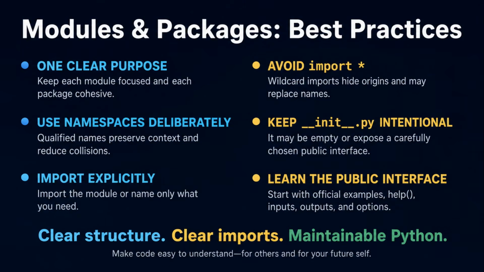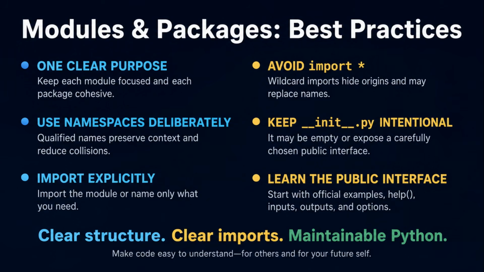A few best practices will keep modules and packages understandable as our projects grow. First, give each module one clear purpose, and keep every package focused on a cohesive area of responsibility. Code that mixes unrelated jobs becomes harder to test, reuse, and maintain. Use namespaces deliberately. Qualified names such as module.function preserve context and reduce the chance of collisions. Direct imports can make frequently used names more concise, but we should choose them intentionally. Import explicitly. Either import the module or name the specific functions, classes, or constants that the current file needs.